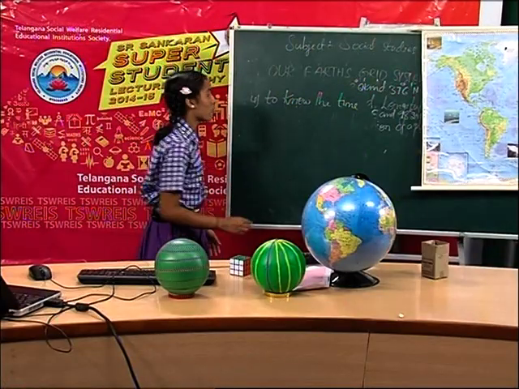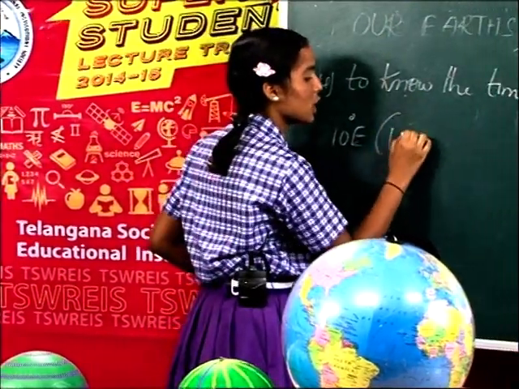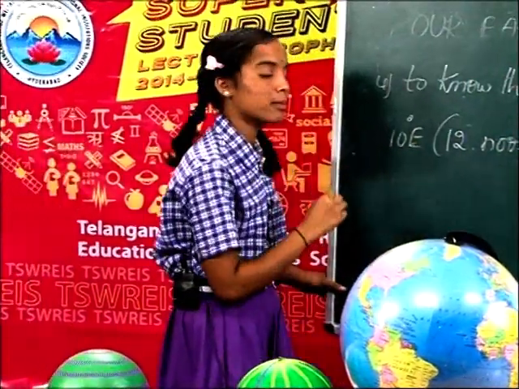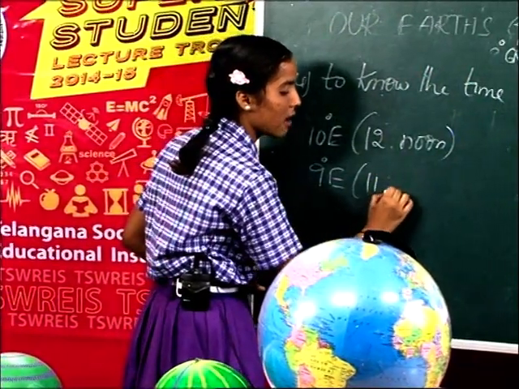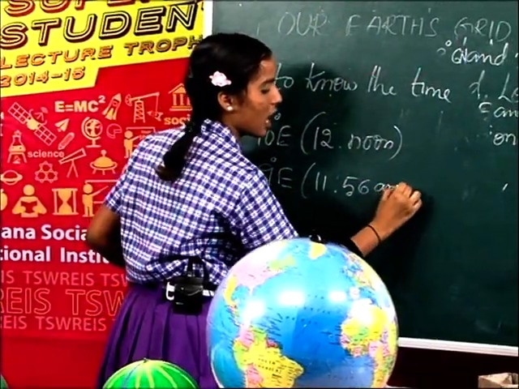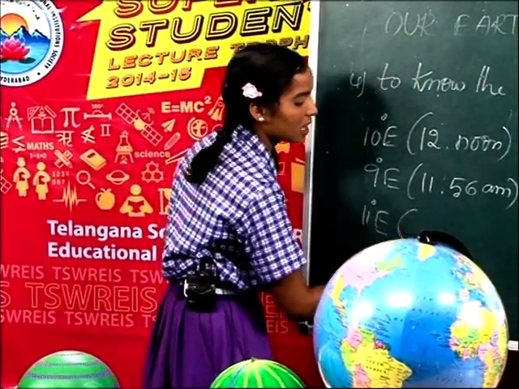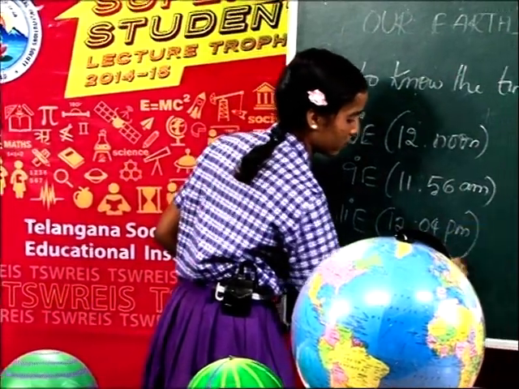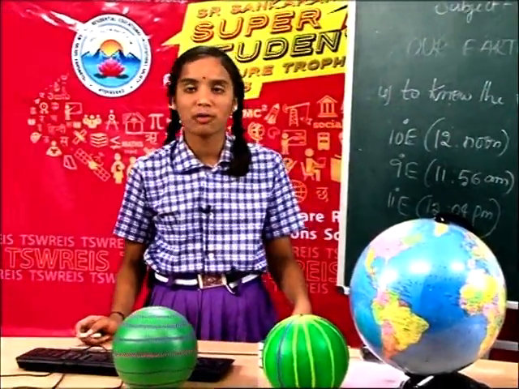And friends, here is an example. When the sun is directly overhead at 10 degrees eastern longitude, the local time is 12 noon. And at the anti-meridian, 9 degrees eastern longitude, the time will be 11:56 am. And at the post meridian, 11 degrees eastern longitude, the time will be 12:04 pm. And friends, this can cause a lot of confusion to us.